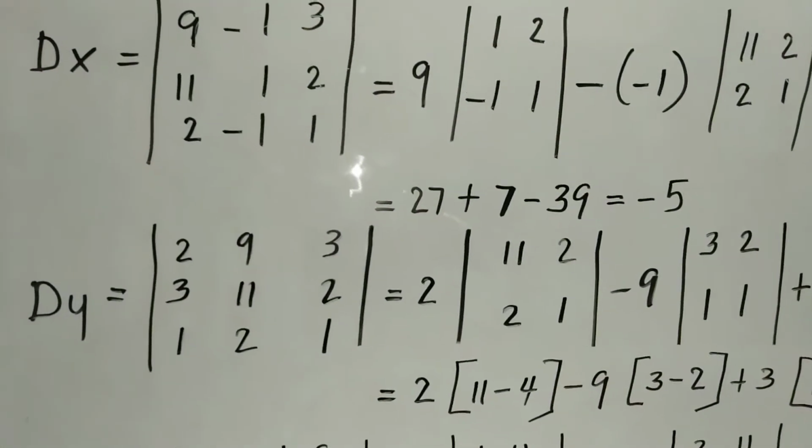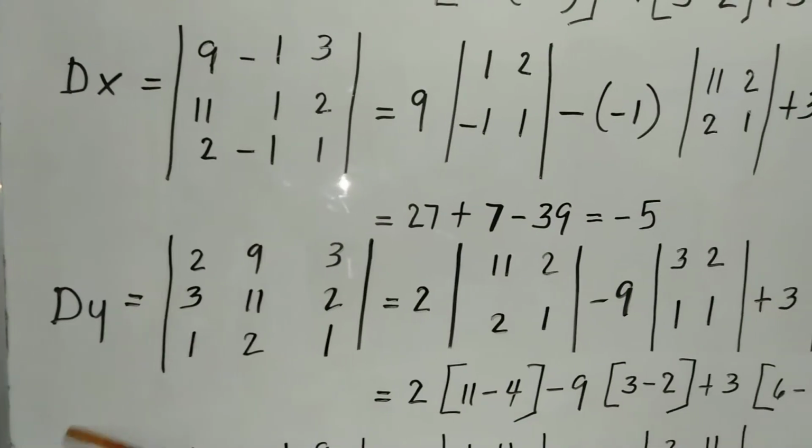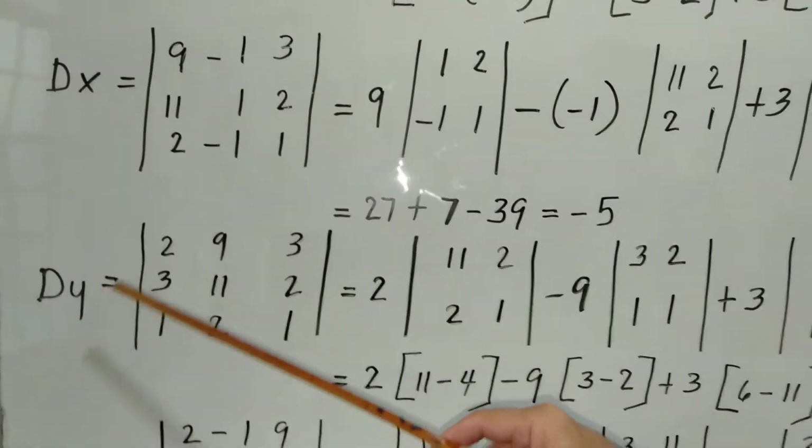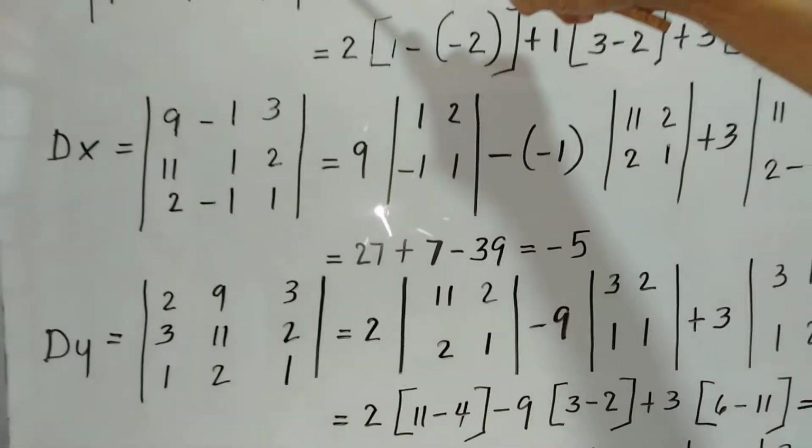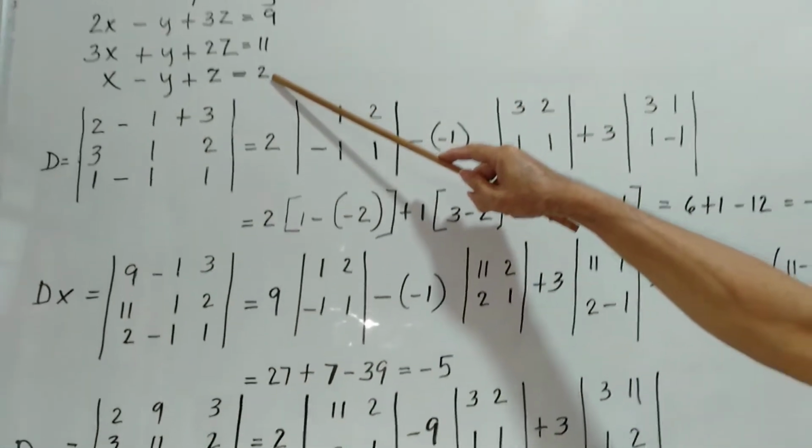Similarly, for dy, notice also that in place of the coefficients of y here, we substitute the values of the constants, 9, 11, 2.